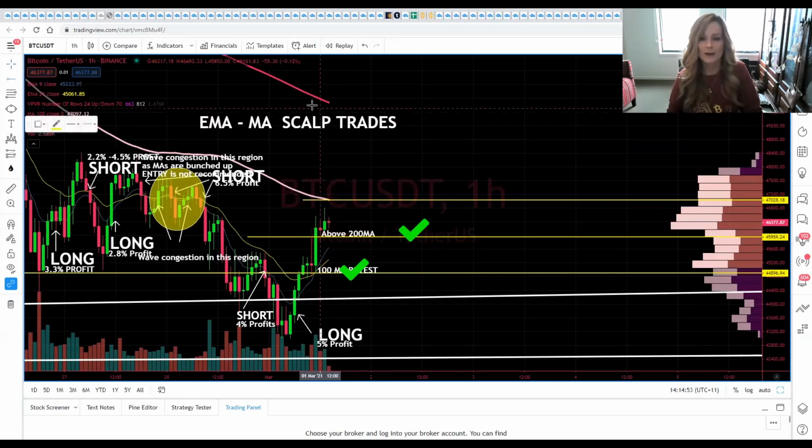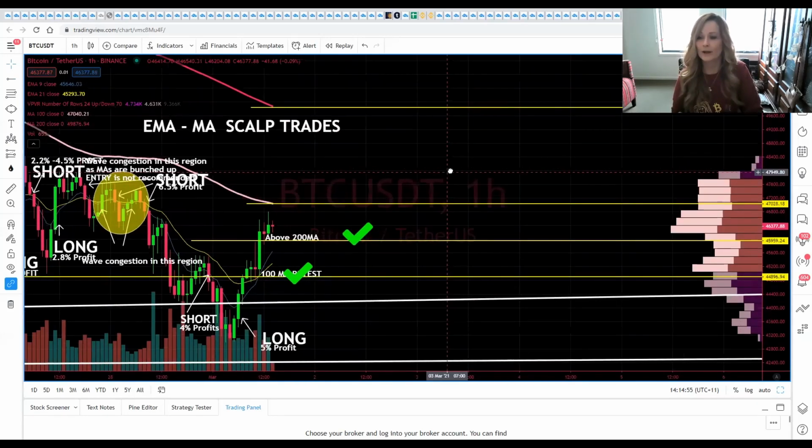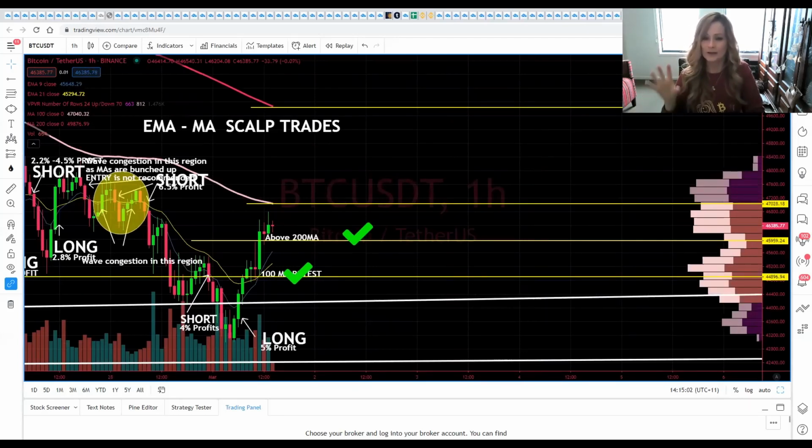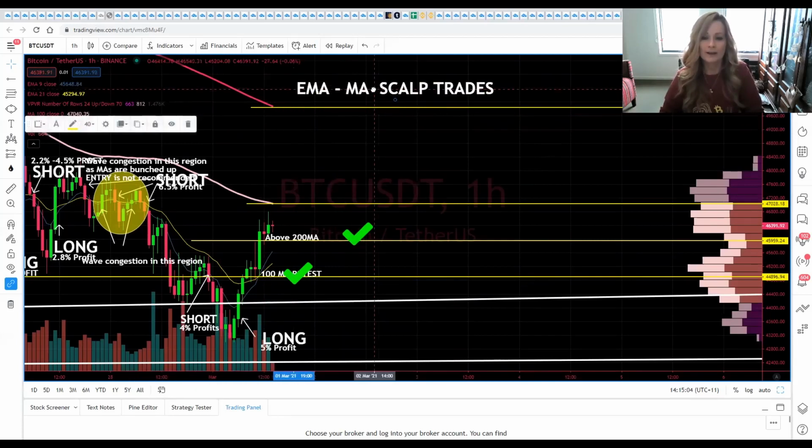We would also go to the next MA as the next target. So the 200 MA, which is higher again on the hour chart, is at about 49,900 in this range. So that is what you would do.